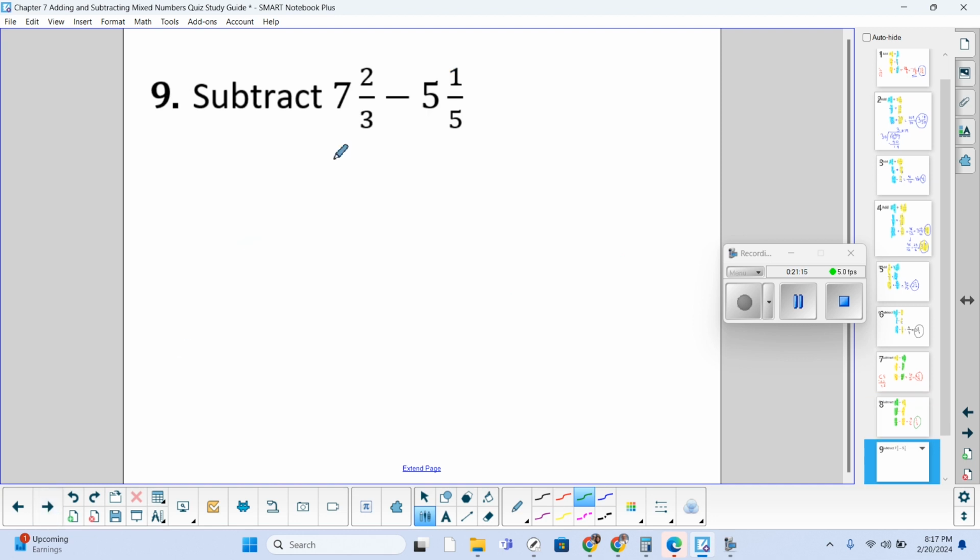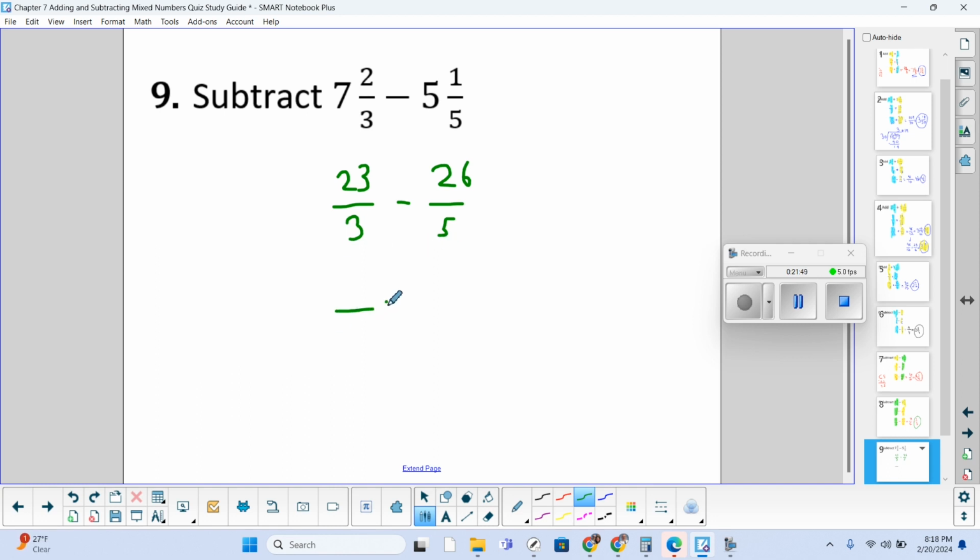Next problem, 7 2/3 minus 5 1/5. All right, this one's going to have some work to do, but you'll see in the end it's actually not so bad. 7 times 3 is 21, plus 2 is 23 over 3. Minus 5 times 5 is 25, plus 1 is 26 over 5. All right. What is the common denominator for 3 and 5?